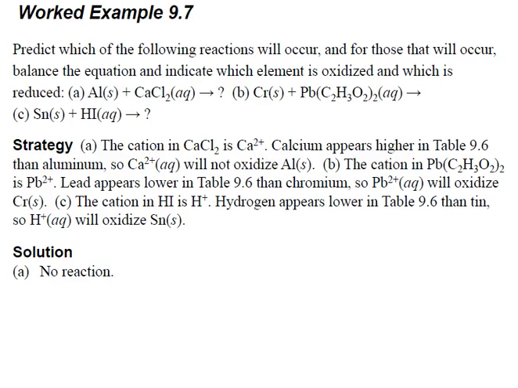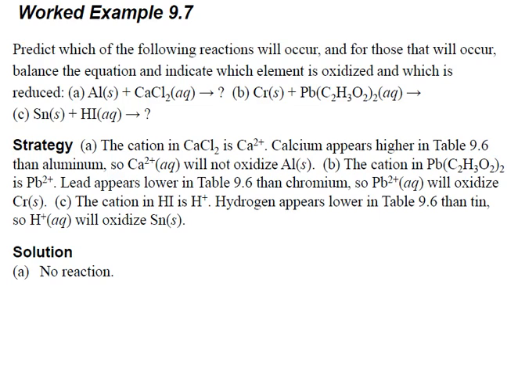Okay, so let's continue on to 9.7. Predict which of the following reactions will occur. And for those that will occur, balance the equation and indicate which element is oxidized and which is reduced. And we have three situations here. Our strategy. For part A, the cation in calcium chloride is calcium. Calcium appears higher in the table than aluminum, so since it appears higher, it won't oxidize the aluminum. So that would be no reaction.